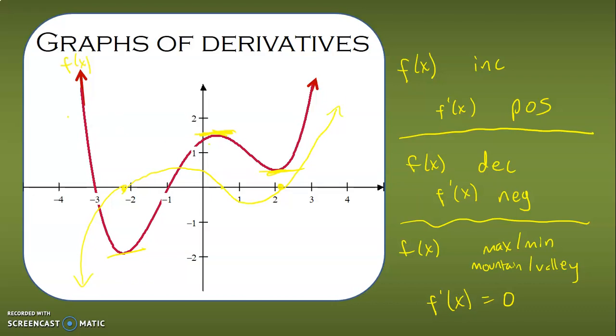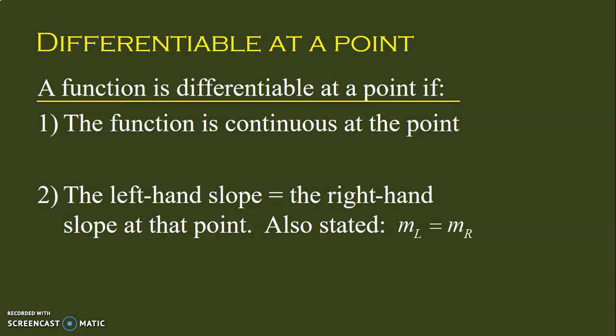So if the original function is decreasing or has negative slope, the derivative is negative. If the original function is increasing or has positive slope, the derivative is positive. And then when the original function flattens out, the derivative is equal to 0. So those will turn into x-intercepts on the derivative. And we'll come back to these graphs as we go through the units.